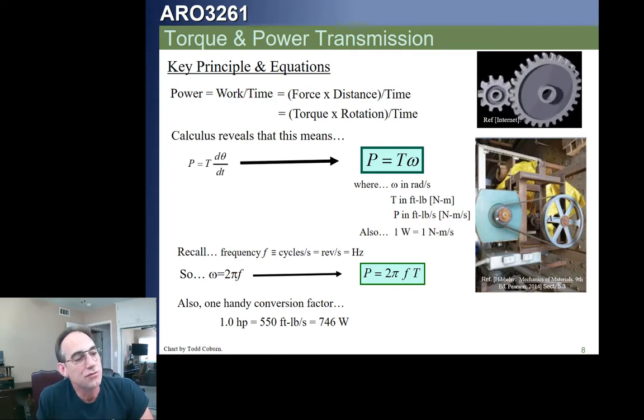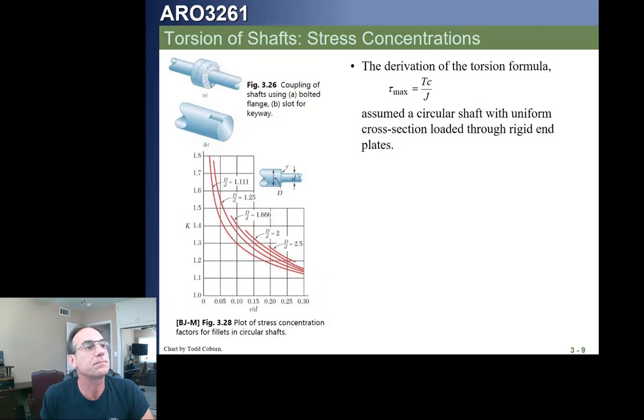Now it's useful to note that the relation between the angular velocity, which is in radians per second, and the frequency, which is in cycles or revolutions per second, is 2 pi times the frequency is equal to our angular velocity, and that gives us this relation here. Here's a little handy conversion factor. We aren't going to do much with these conversions, but you need to be aware because there are some problems where we may run into using those.